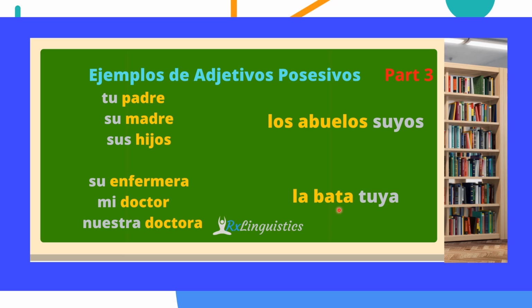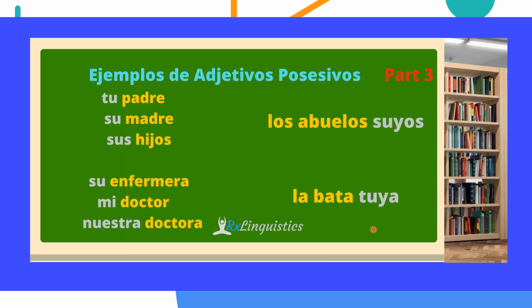"Vara" is like scrub, it's like a robe that a medical personnel wears. So "la vara tuya" is your scrub, your robe, but this is a familiar context. If you are talking to your colleague doctor or colleague nurse, you're referring to him or her, you can say "la vara tuya." You're referring to their robe or their scrub, you can use "tuya," okay?